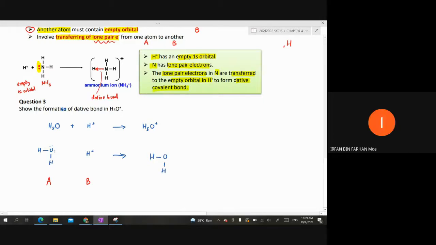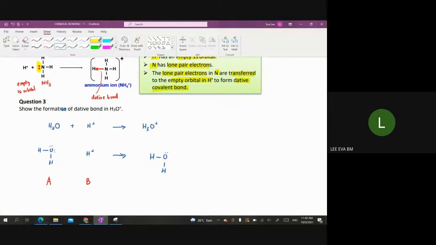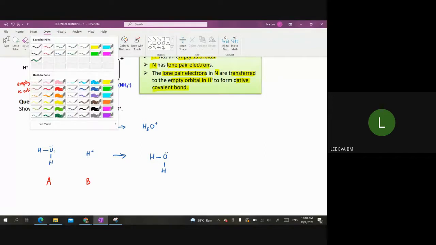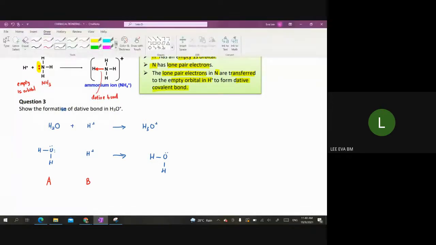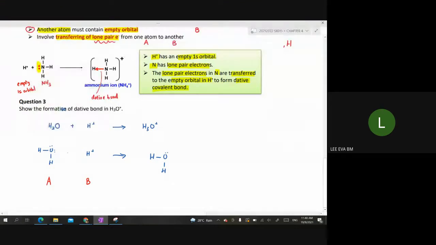From A to B. Okay, so the lone pair over here, maybe using another color. Okay, this one you don't have to show, just to let you know where it is transferring. So it's transferring from A to B, from the lone pair.